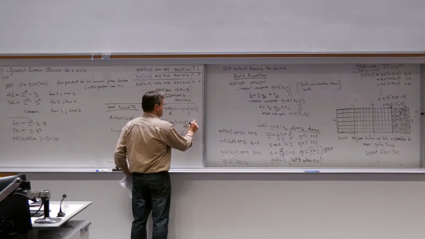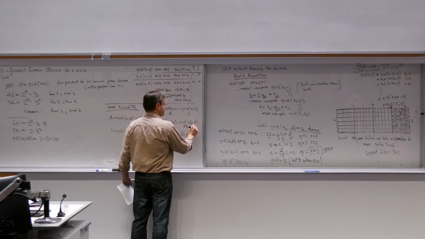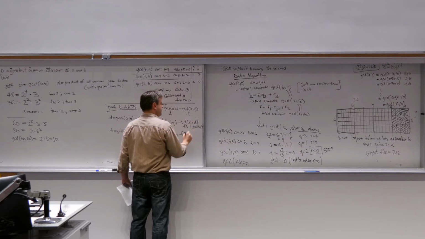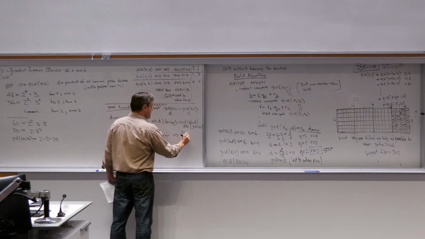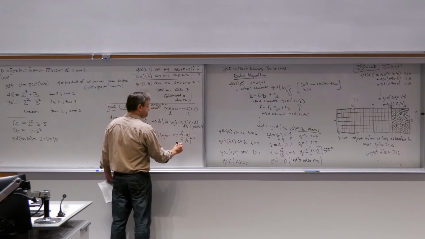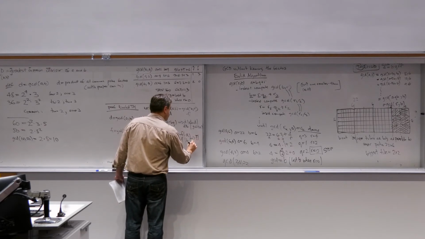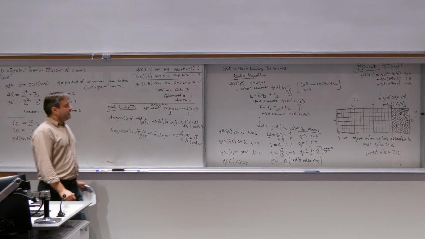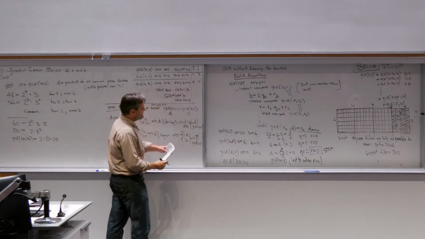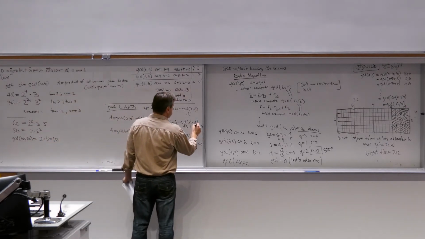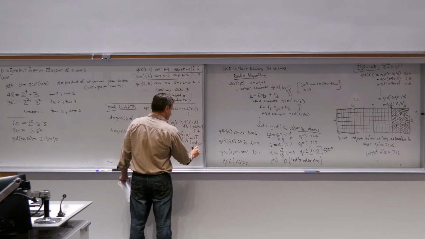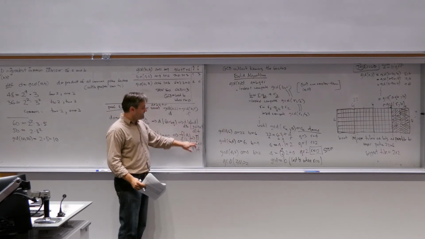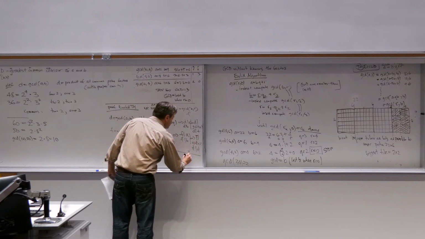So that means D must divide the GCD of B and R. And similarly for F. F is dividing A and B, so F must divide the GCD of A and B. So this one here, GCD of B and R, means that D divides F, and this one means F divides D. But the only way D divides F and F divides D is if F equals D.